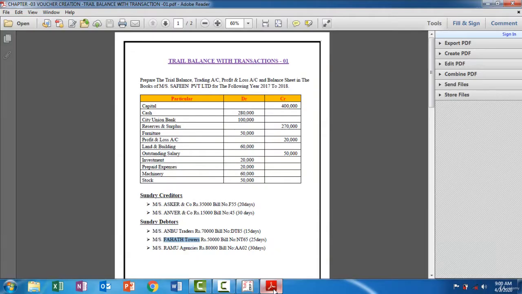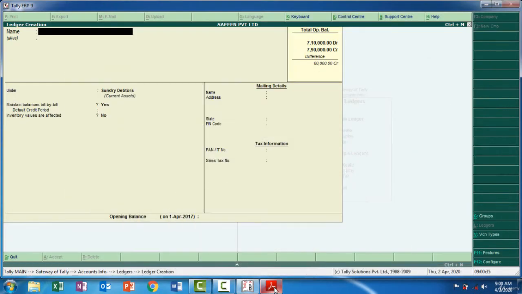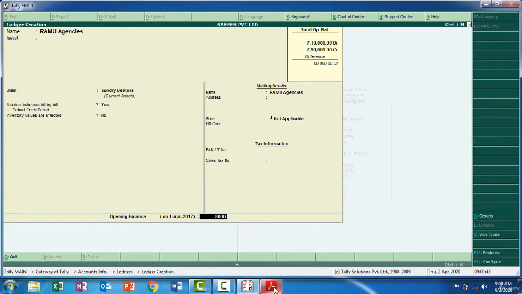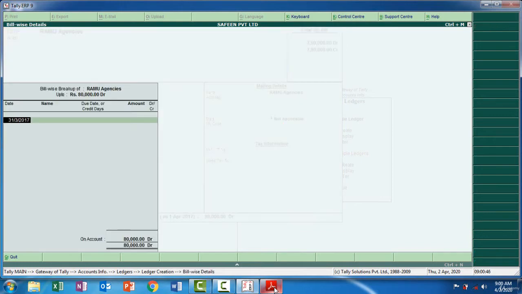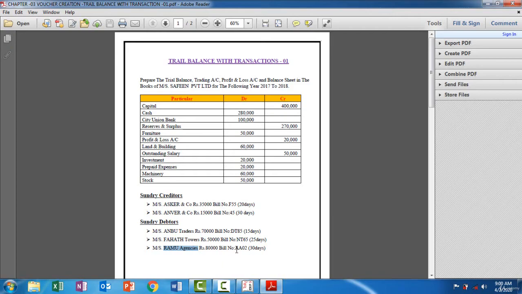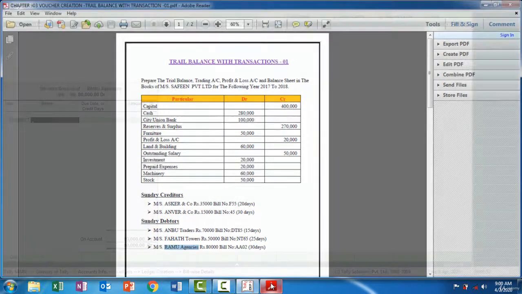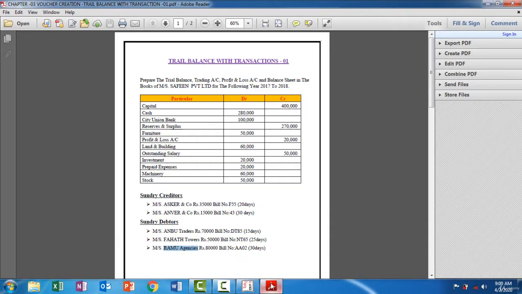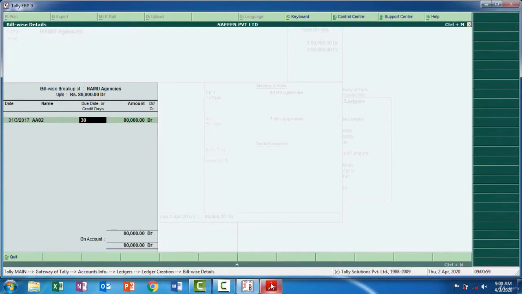Then yes. So the last one is Ramu Agency. It's one of the Sundry debtors. I'm going to create the ledger. Ramu Agency, Sundry debtors. The amount is 80,000, debit. Under the name I'm going to put the bill number AA02. The due date is 30 days.